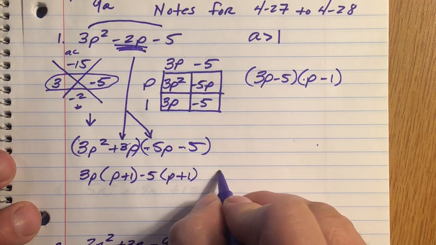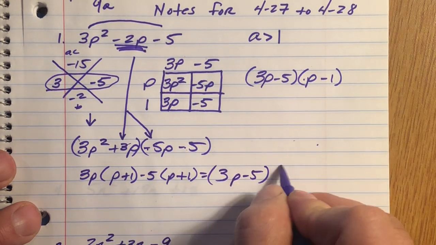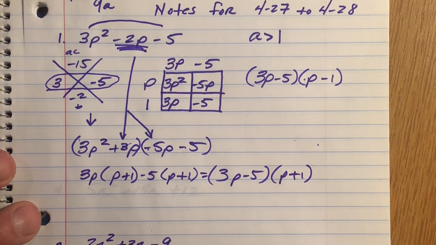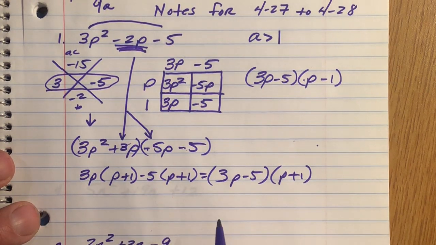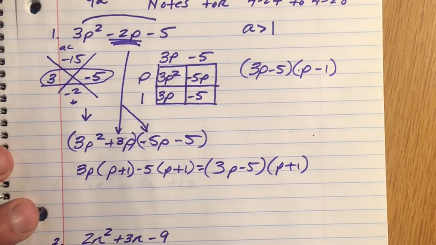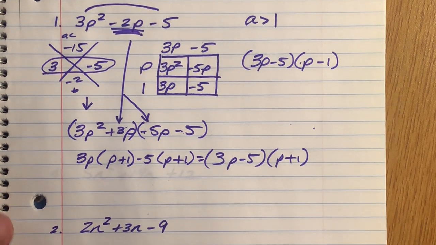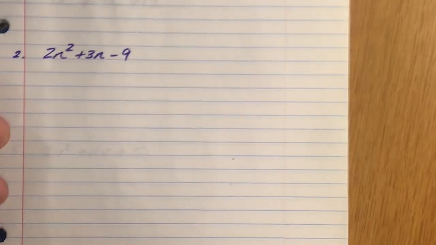Very good. So I've got 3p minus 5 and p plus 1. So this is the grouping method. And again, guys, if you Google this, there's lots of different tricks and methods to do this as well. You just gotta find one that works with your brain. All right, let's do the number 2.